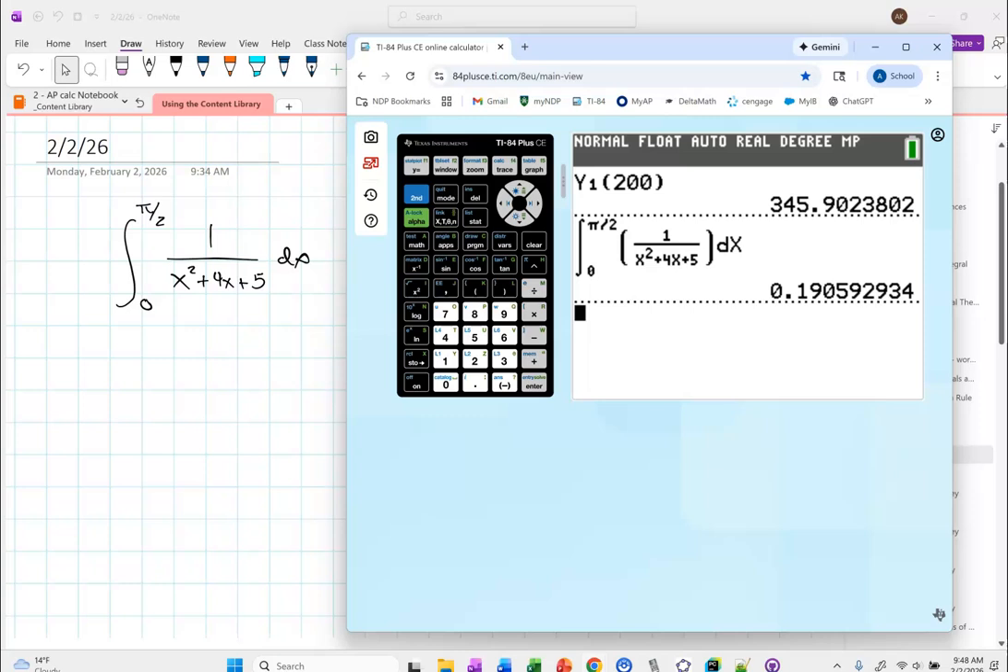So just keep that in the back of your mind that, hey, I can do this. And really this can be used as a check, even on an indefinite integral problem, right?